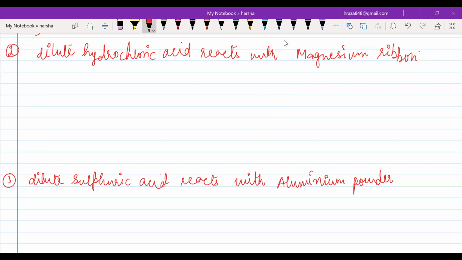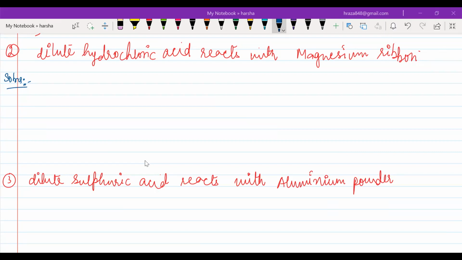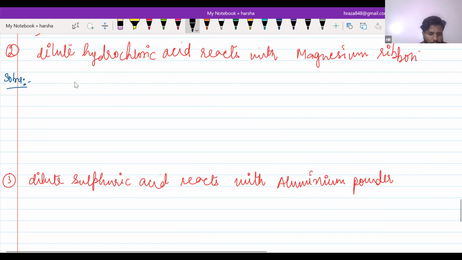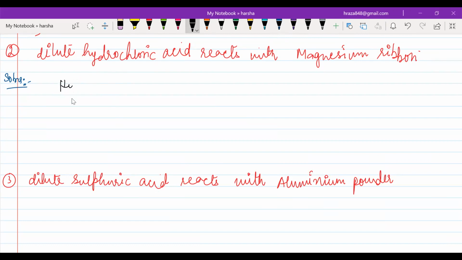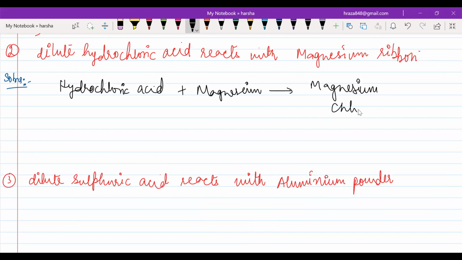Let me know when you are done with this. Sir, the answer is MgCl2 plus H2. Tell me the reactant here. It will be hydrogen chloride, HCl. First, we are going to write the word equation. So, what will be the word equation? Hydrochloric acid plus magnesium will give magnesium chloride plus hydrogen.